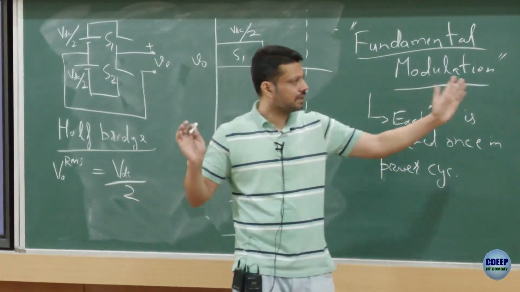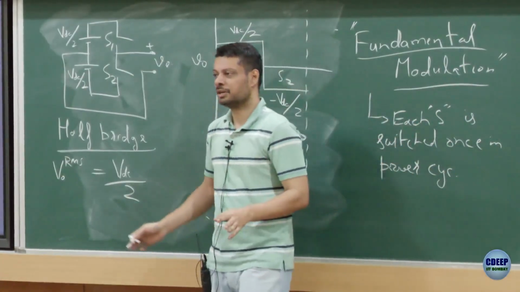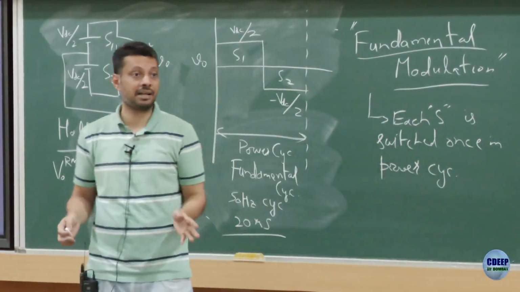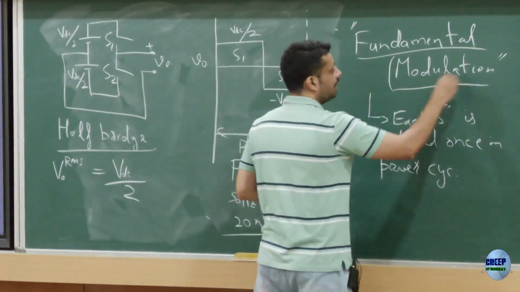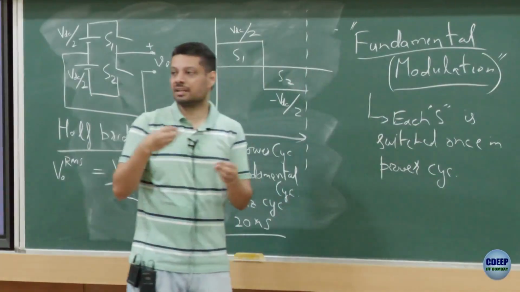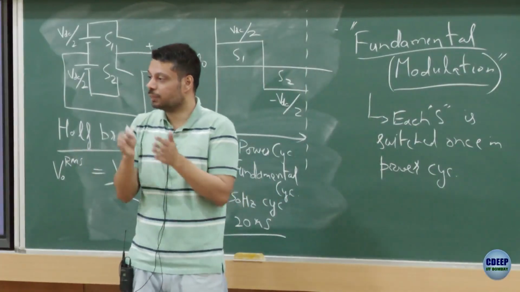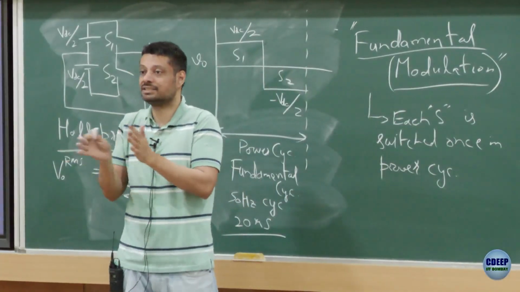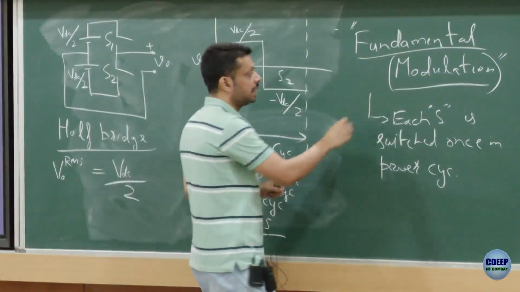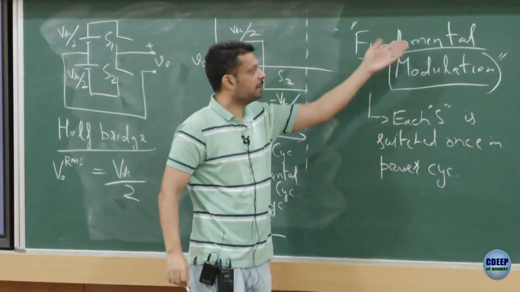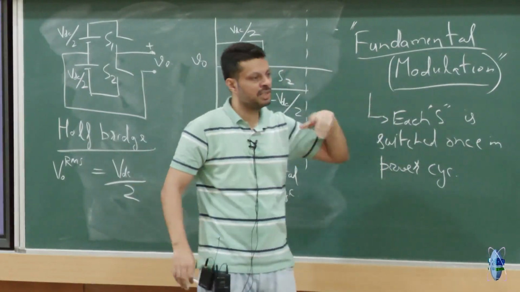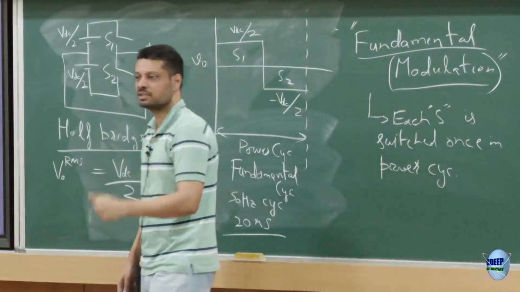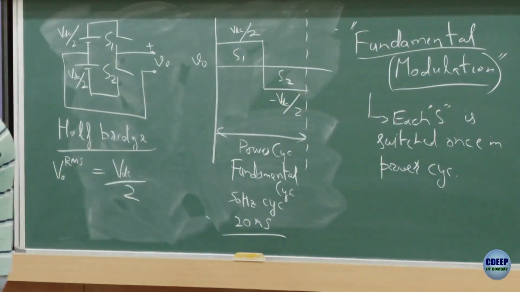These are very basic things. These are called fundamental modulation. The circuit will remain the same. I'll repeat. The word modulation here means how we are turning on the switch, how we are turning off the switch, when to turn on, when to turn off. That is what we mean by the word modulation here. Fundamental, of course, you understand, means the power cycle. So fundamental modulation means you are turning on and turning off the switch once per power cycle. Is that okay?